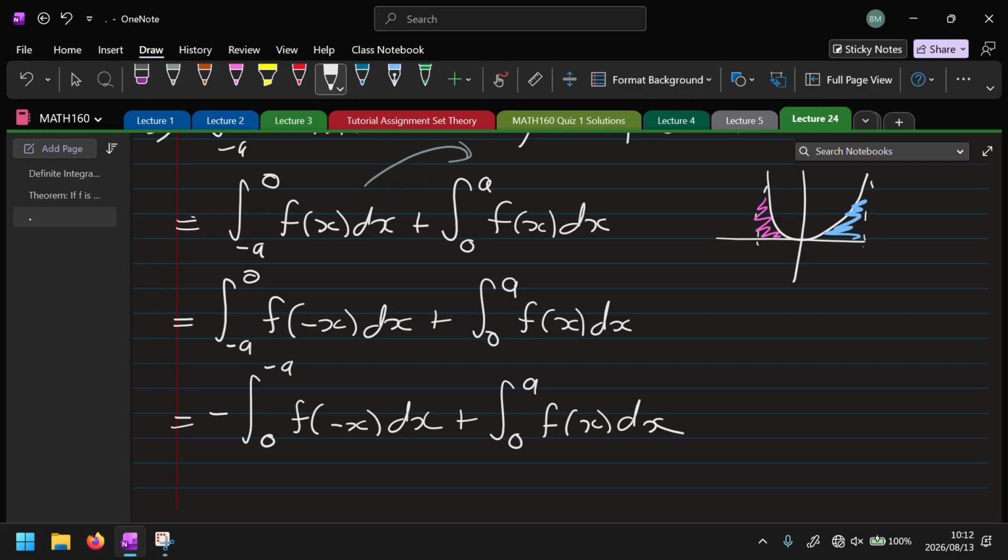Very good. It's looking much better because now both of these have 0 at the bottom. This one has a at the top. This one has minus a at the top. A slight problem, but we'll get there. We can get rid of that.